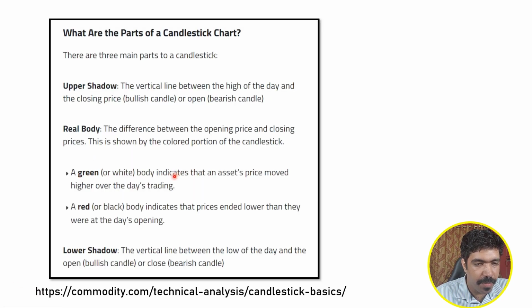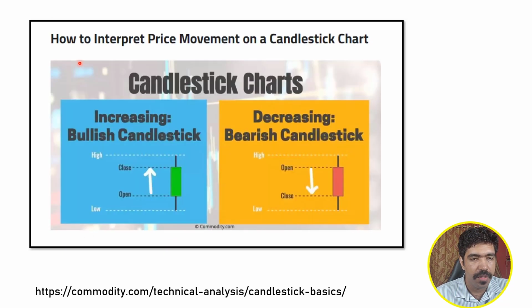A green body indicates that the asset price moved higher over the day's trading, and a red body indicates that the price ended lower than it was at the day's opening. The lower shadow is the vertical line between the low of the day and the open or close, in the case of the bullish and the bearish candle respectively. These are the main four data points we need to know while understanding a single candlestick of any time frame. So how can we interpret the price movement on a candlestick chart?